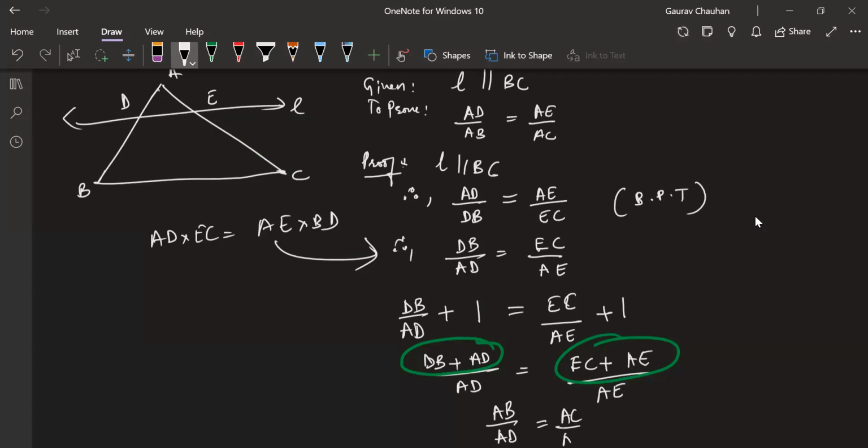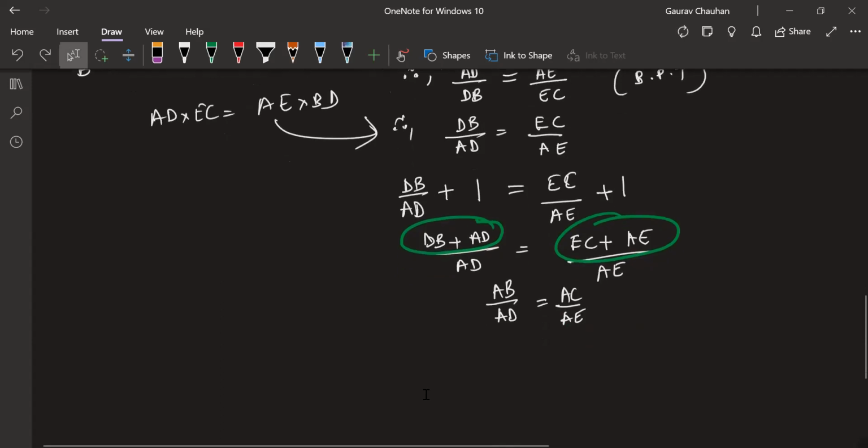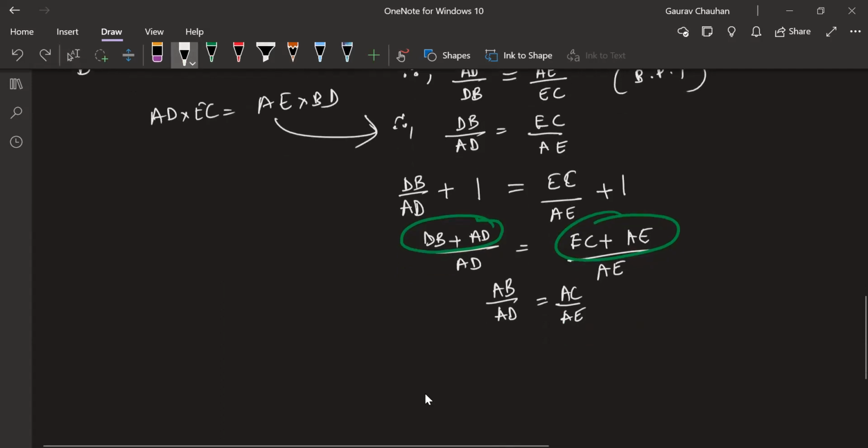Now I'm almost at my proof, almost at my last step, except that I have to take reciprocal. You can take reciprocal directly, or if you want, you can write every single step to get to that. So I'll just write all steps. So I'll do AB into AE.